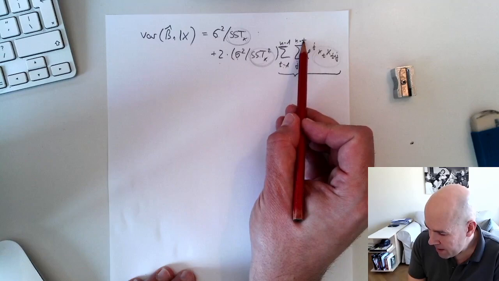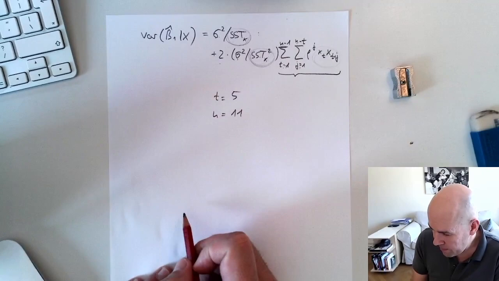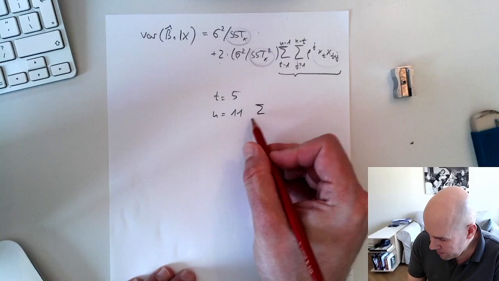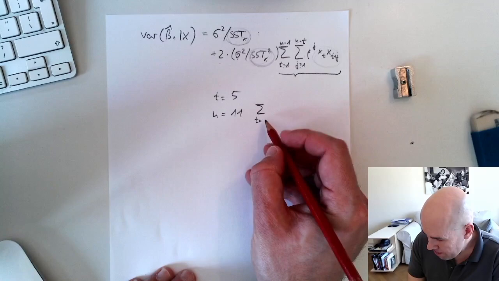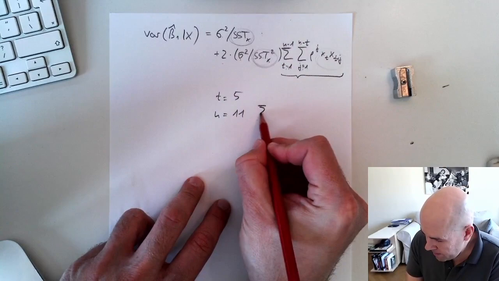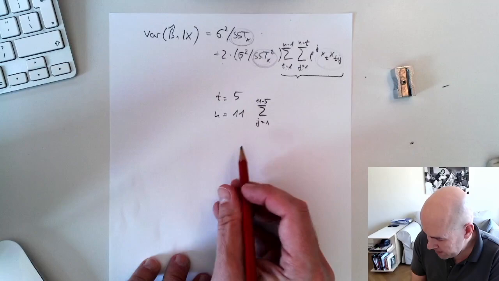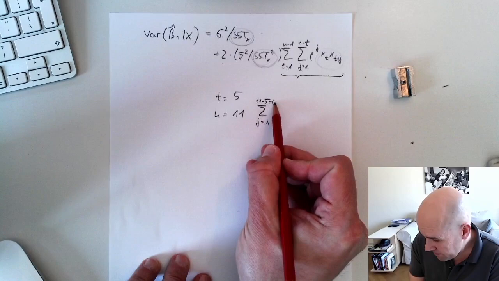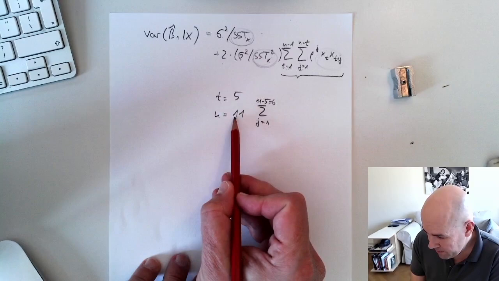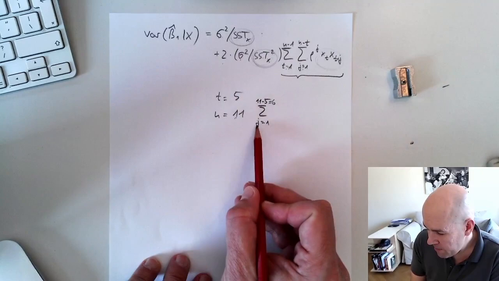So what does that mean? Suppose I'm in period t is equal to 5 and n is equal to 11, okay? Then I'm going to go from j is equal to 1 up to 11 minus 5. Okay. 11 minus 5 is 6. And what we see here is from 5 to 11, it's exactly 6 periods. Okay. So I'm going to go 6 periods into the future. I'm going to start in period 5. And what j is going to do is going to go 6 periods into the future.